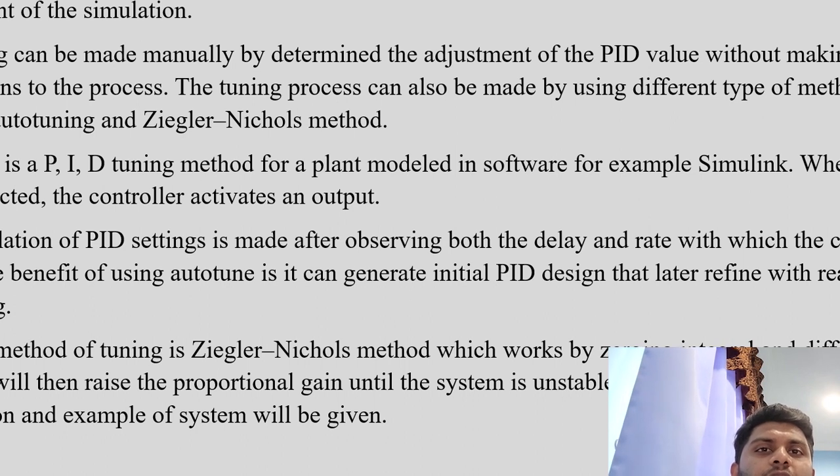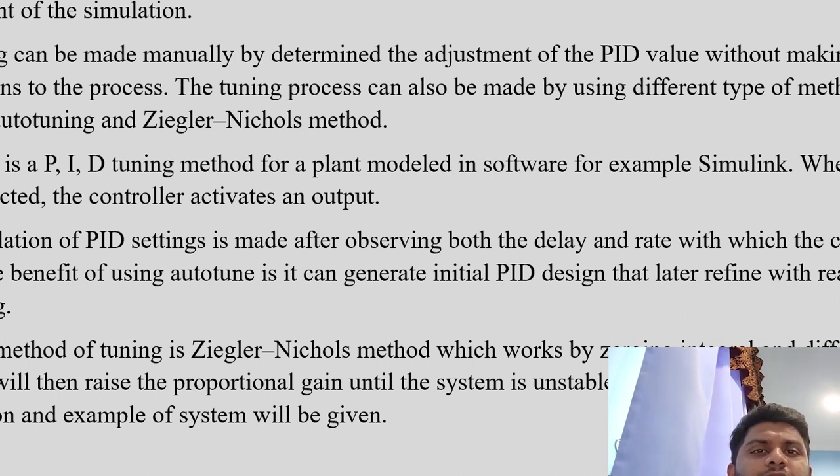Auto-tune is a PID tuning method for a plant modeled in software, for example Simulink. When it is selected, the controller activates an output. The calculation of PID settings is made after observing both the delay and the rate at which the change is made. The benefit of using auto-tune is that it can generate an initial PID design that can later be refined with real-time auto-tuning.